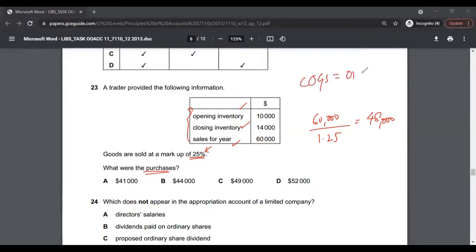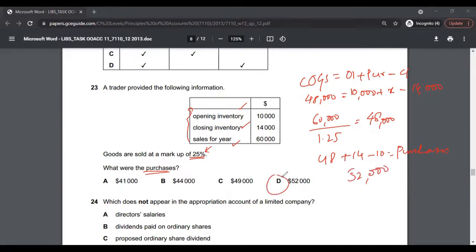COGS is equal to opening inventory plus purchases minus closing inventory. COGS is 48,000. Opening inventory is 10,000. Purchases is X. Closing inventory is 14,000. So 48 plus 14 minus 10 will give me my purchases number. And my purchases are 52,000. So the answer to multiple choice 23 is option D.